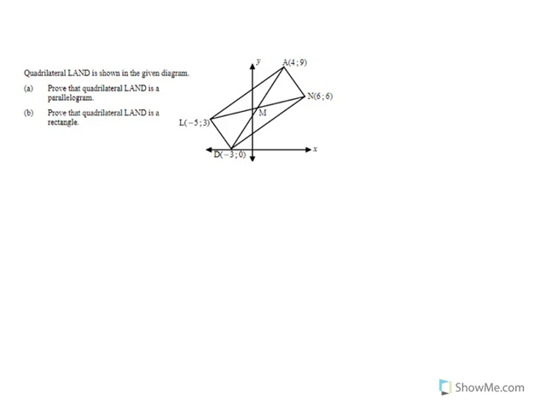Cool. So you're given quadrilateral LAND, and you're asked to prove that it's a parallelogram. Again, I'm going to go the diagonals route. I'm going to show that the midpoint of LN is the same as the midpoint of AD, right? Because then I will have shown that the diagonals bisect each other, and therefore it's a parallelogram.